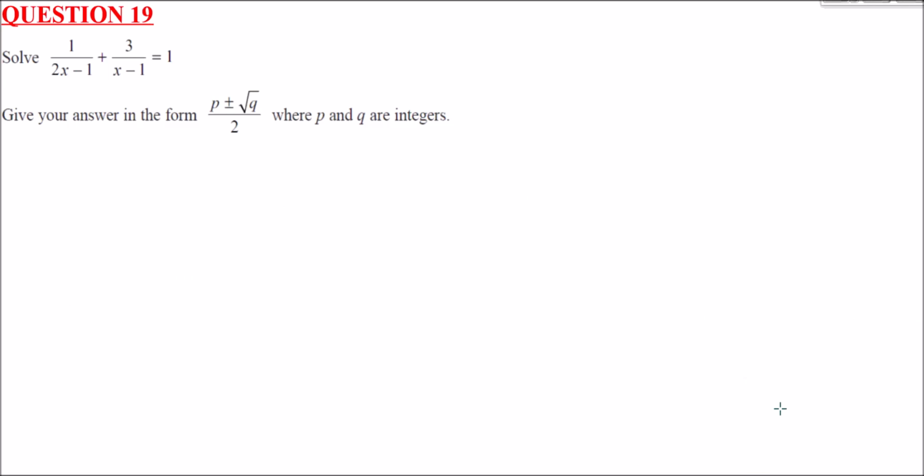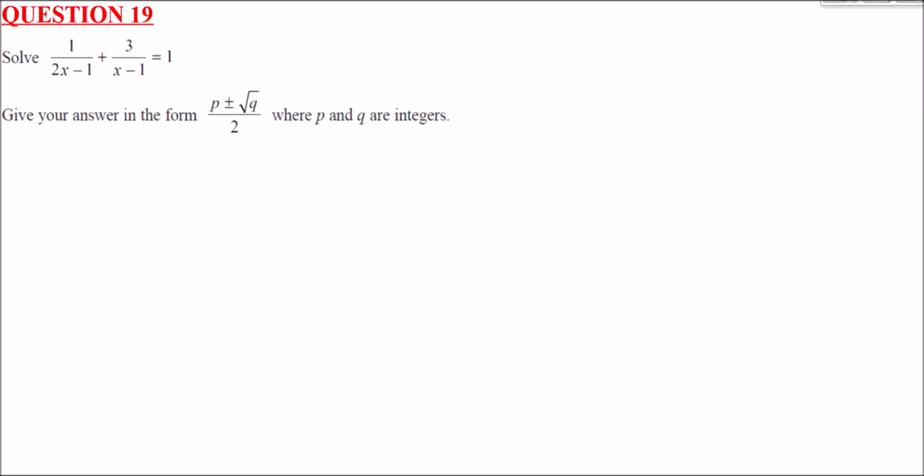Question 19. We have to solve this algebraic equation: 1 over 2x minus 1, plus 3 over x minus 1, equals 1. Give your answer in this particular form, where p and q are integers. P and q need to be whole numbers.